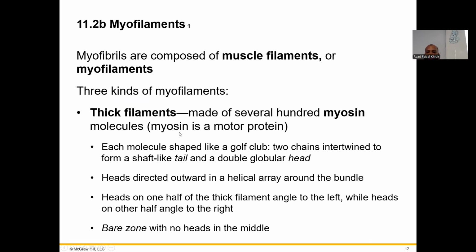Myosin is a motor protein. Each molecule is shaped like a golf club, containing two chains intertwined to form a shaft-like tail and a double globular head. The heads are directed outward in a helical array around the bundle. The heads on one half of the thick filament angle to the left, and the heads on the other half angle to the right. The bare zone has no heads in the middle.